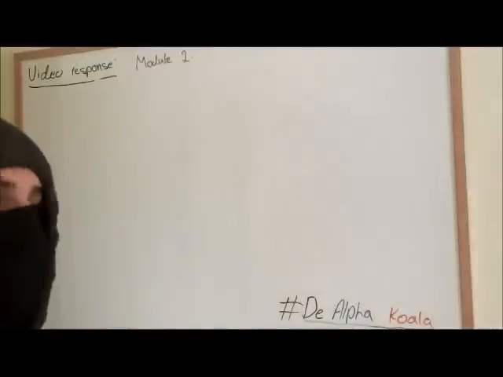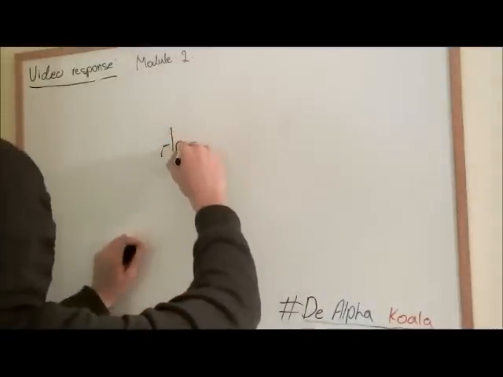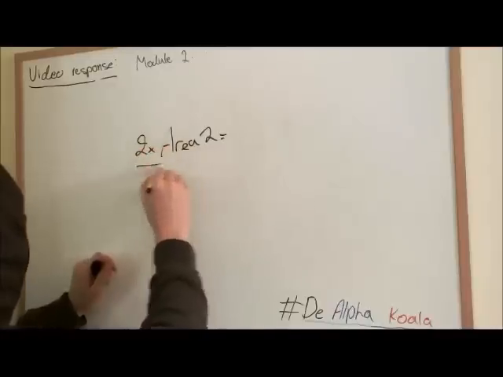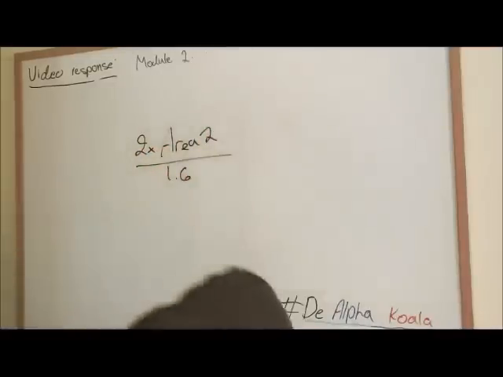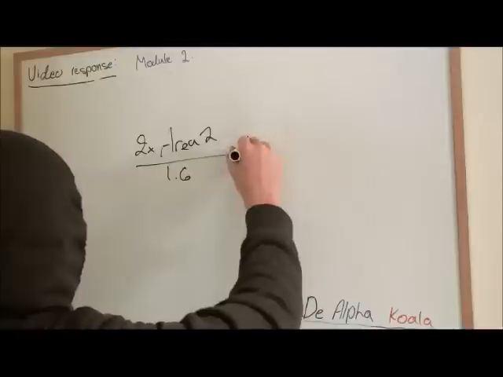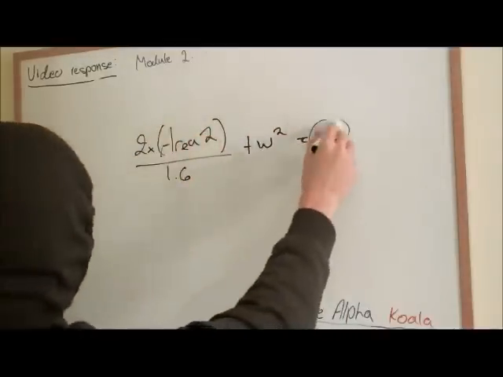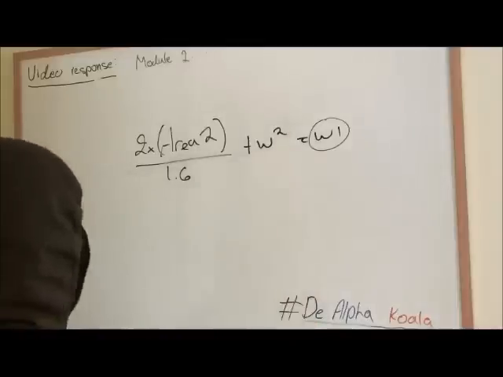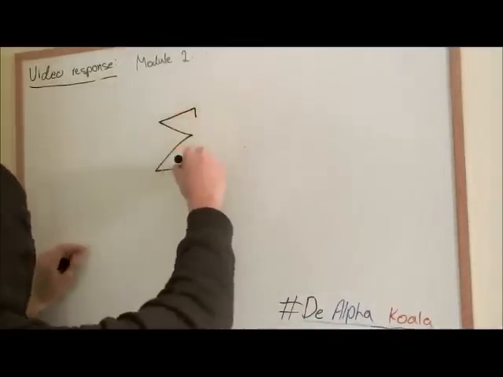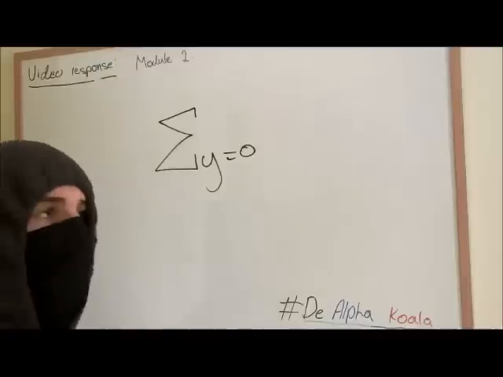And once you've got area 2, you can substitute area 2 into your formula before, which should have been something like 2 times area 2 over 1.6, minus plus W2 equals W1. So you've got area 2 now, so you can use that to calculate area 1. You can use it to calculate weight 1. And since you've got all the y components, you can then use the sum of y equals 0 to calculate the magnitude of the y. And that will be the end of your question.